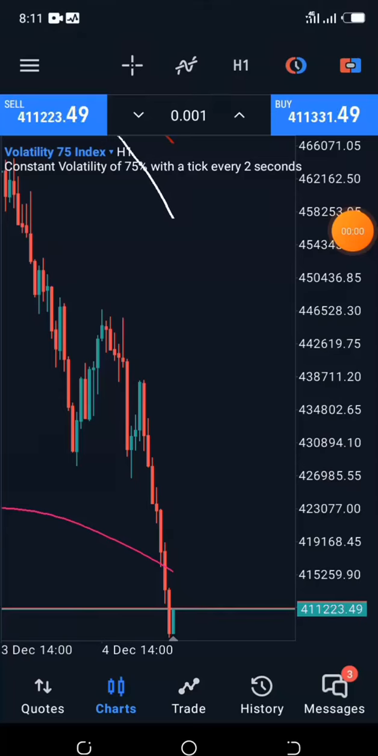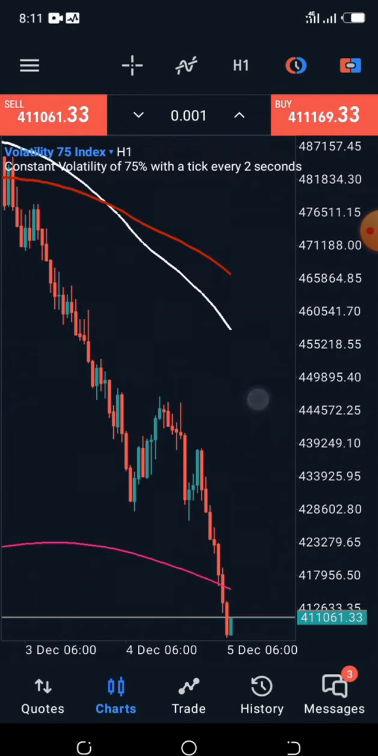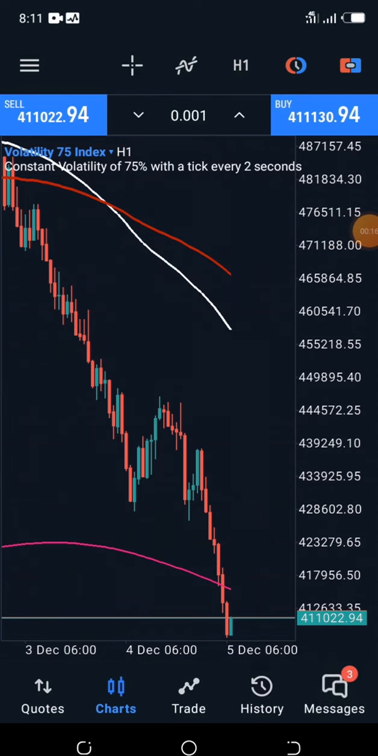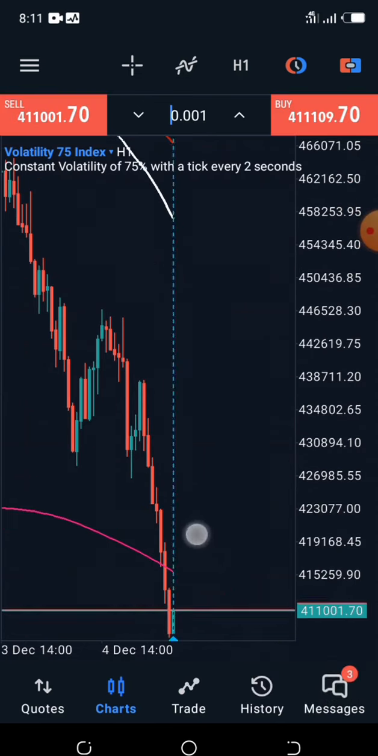Right, so this is how to use the indicator. It's very simple and very easy. All you need to do is wait for price to come and touch this indicator here. When price touches the indicator, you enter for a buy. However, you need to wait for confirmation.